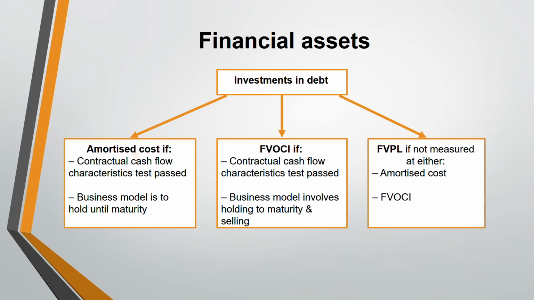Other comprehensive income, you are holding it and then selling it at the year end. Profit and loss account, if it's neither amortized cost nor OCI, then fair value through profit and loss. In your exam, how will you know if it's fair value through profit and loss? They will clearly tell you it's not amortized cost, it's not OCI, then fair value through profit and loss.